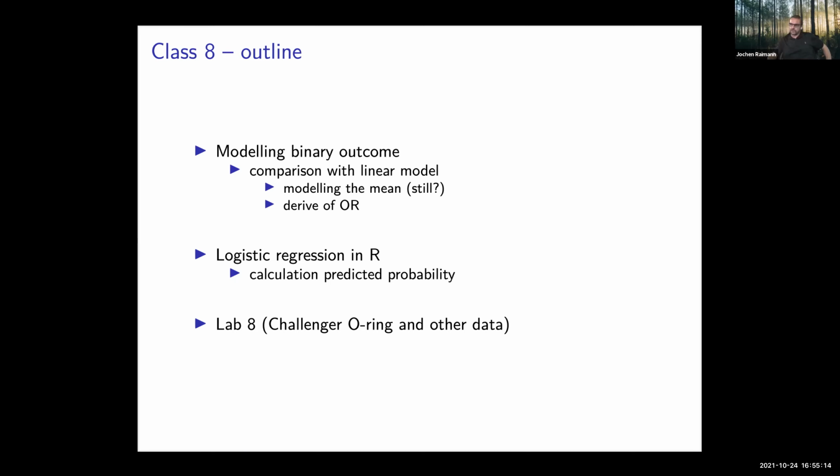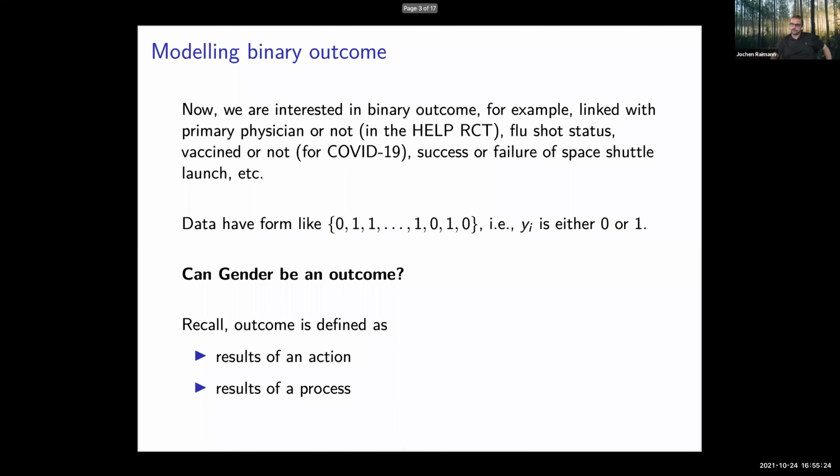Okay, logistic regression in R, we're calculating a predicted probability based on that model that we have developed, and then lab 8 is going to be the second part of today's class. So we are modeling a binary outcome. That means that we were essentially interested in a binary outcome that is either a 0 or a 1.